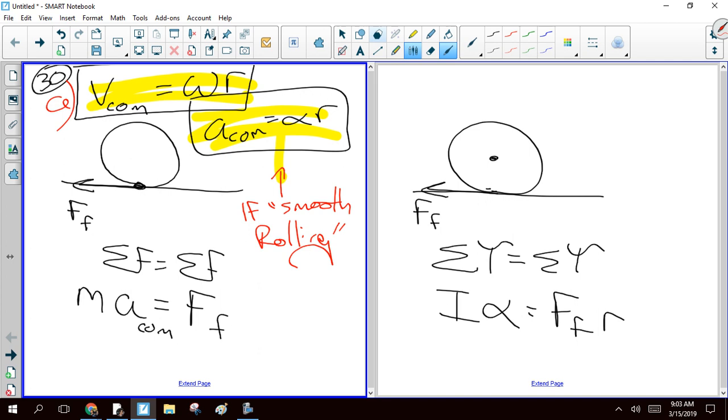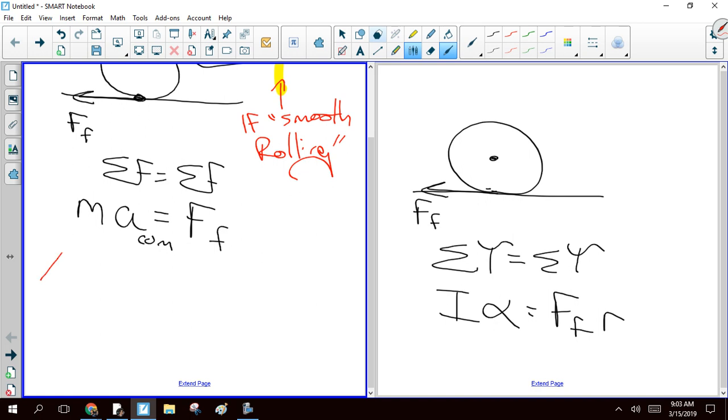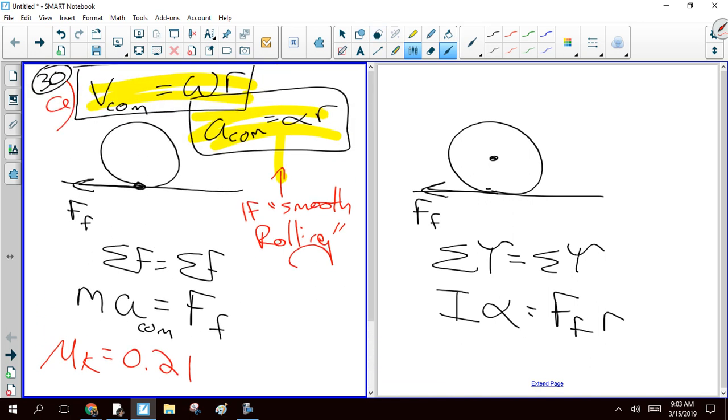Cool. B, during the sliding, what is the ball's linear acceleration? Let's see. What else do we know here? Oh, we know our coefficient of friction, don't we? The problem tells us that the coefficient of kinetic friction is 0.21. So I can go back up here and add in some information.